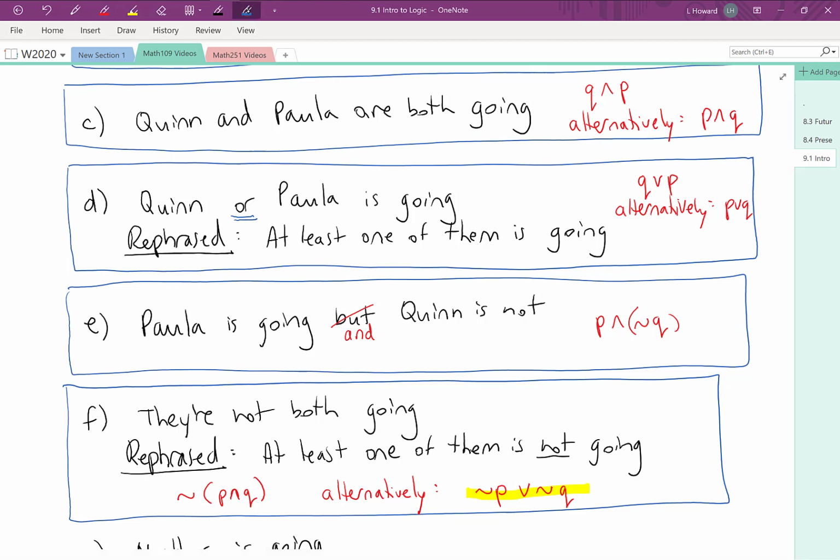So if we write it as not (P and Q), then I would say we are literally translating they're not both going. Whereas if we write not P or not Q, then we're more saying at least one of them is not going. Paula is not going or Quinn is not going. At least one of those statements is true. So two different ways of thinking about the same idea.